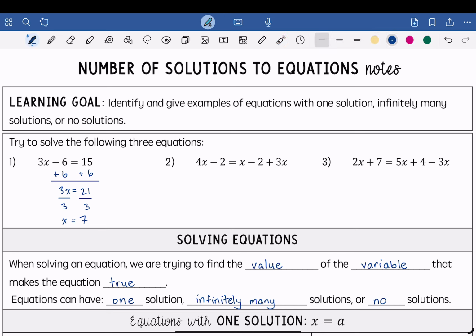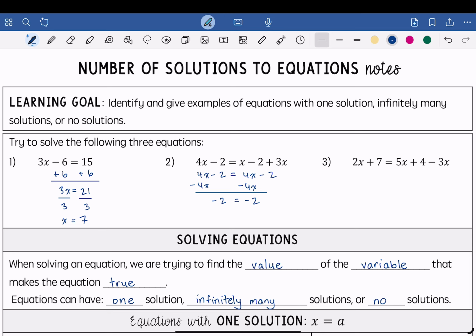I'm going to collect my like terms. Here I have x and 3x, and then I will isolate the term with the x by grouping them on one side. So 4x minus 2 is equal to 4x minus 2. So now I'm going to try to put the terms with the x's on one side. So I'll subtract 4x from both sides, which will give me negative 2 is equal to negative 2.